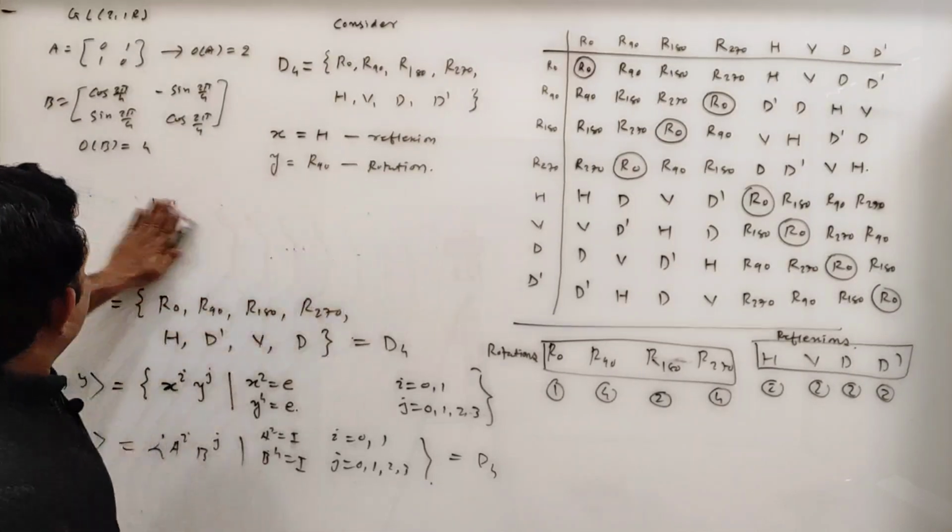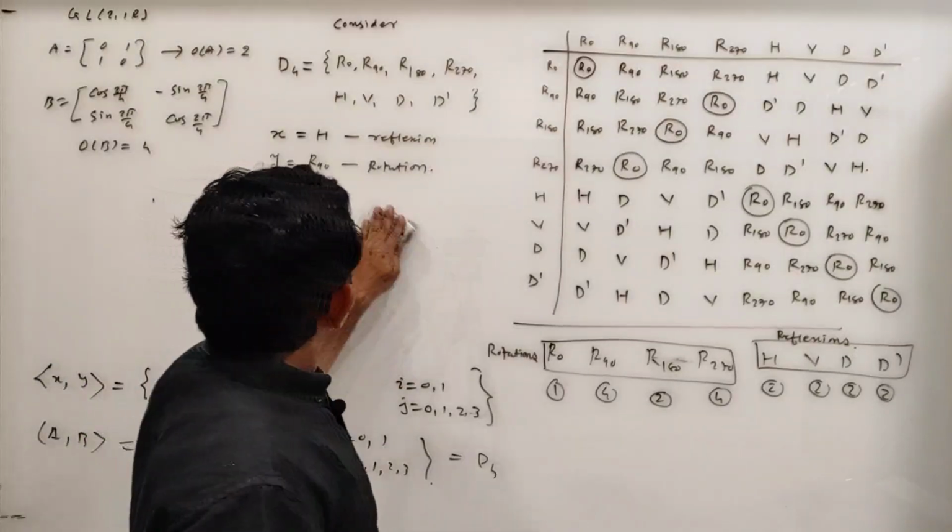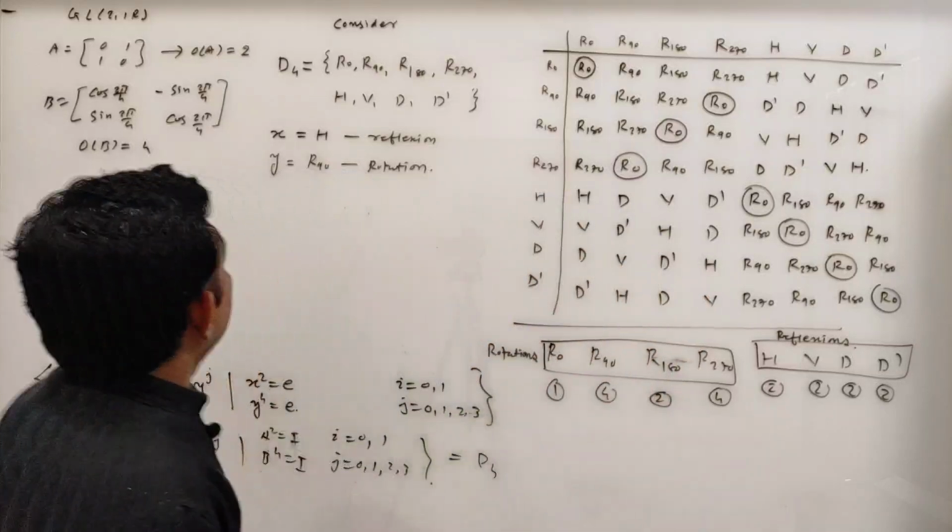Okay, so let us quickly see how it is non-abelian. So let us just compute this HV.